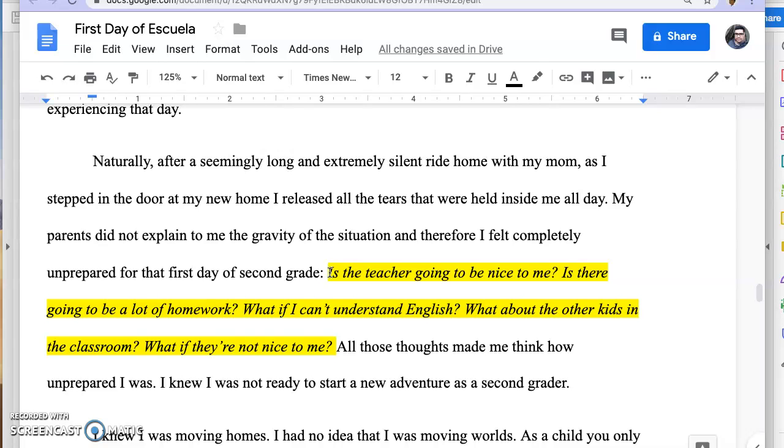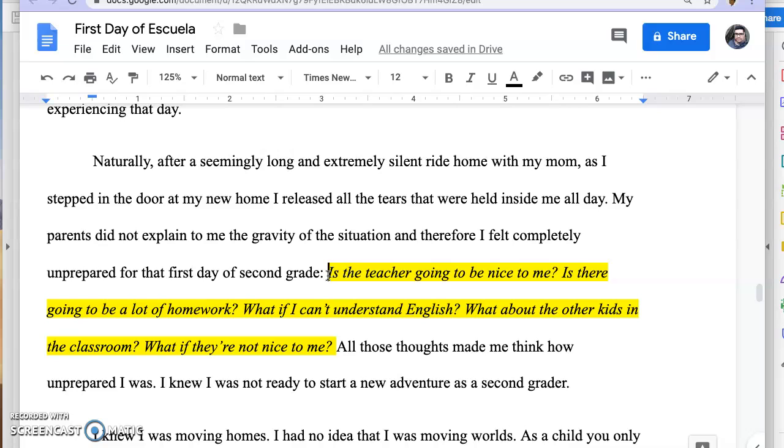Is the teacher going to be nice to me? Is there going to be a lot of homework? What if I can't understand English? What about the other kids in the classroom? What if they're not nice to me? All those thoughts made me think how unprepared I was. I knew I was not ready to start a new adventure as a second grader. With that description, then I am providing more details that are clear to the reader and that reveal a lot more about the feelings I have in this particular moment.